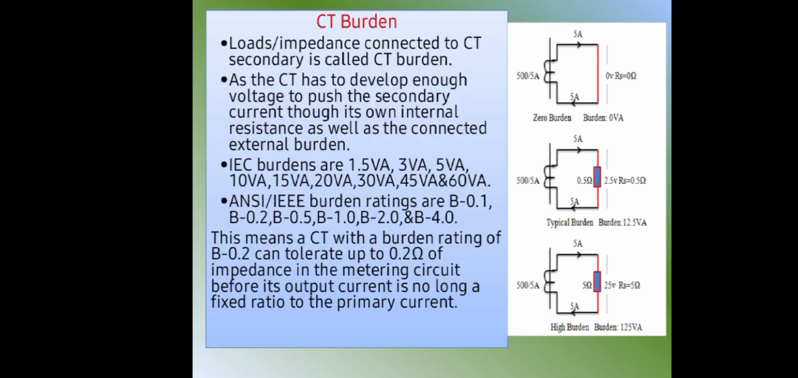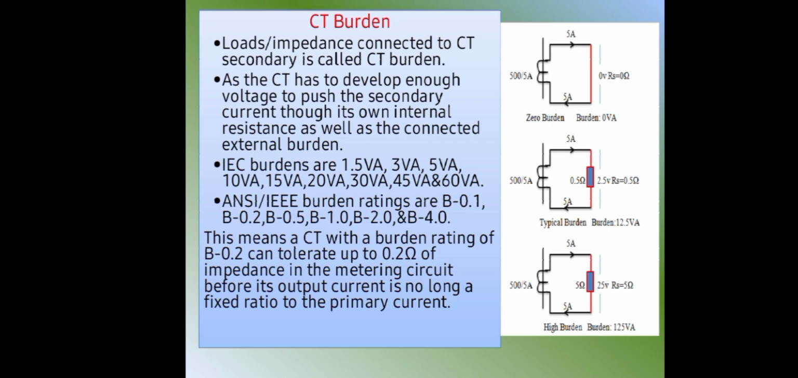And the other parameter of the current transformer is the burden class. The burden is the load or impedance connected to the CT secondary, called the CT burden. The CT has to develop enough voltage to push the secondary current through its own internal resistance as well as the connected external resistance.